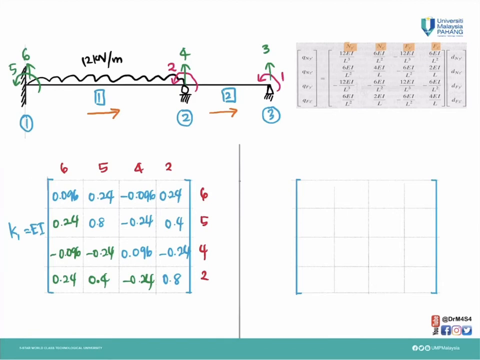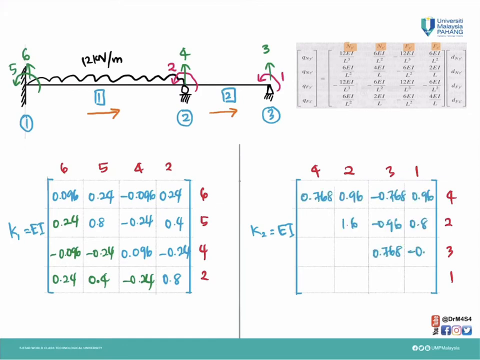Next you need to do member stiffness for K2. Take the EI out. 4, 2, 3, 1. Calculate value inside that matrix. 8, negative 0.96. This one is 1.6. Done half side, then simply copy it because it's symmetry. So we done for stiffness matrix K1 and K2.